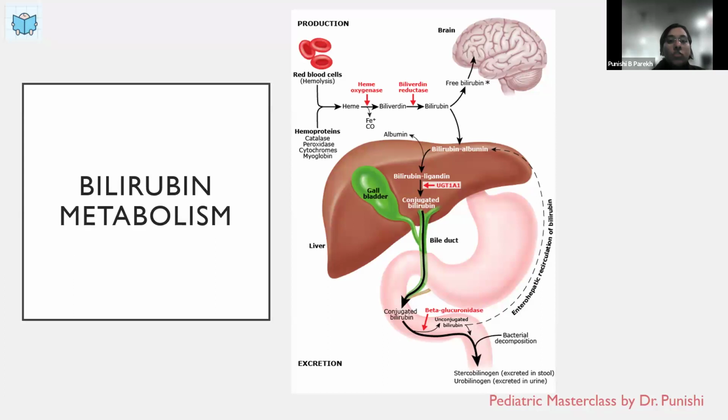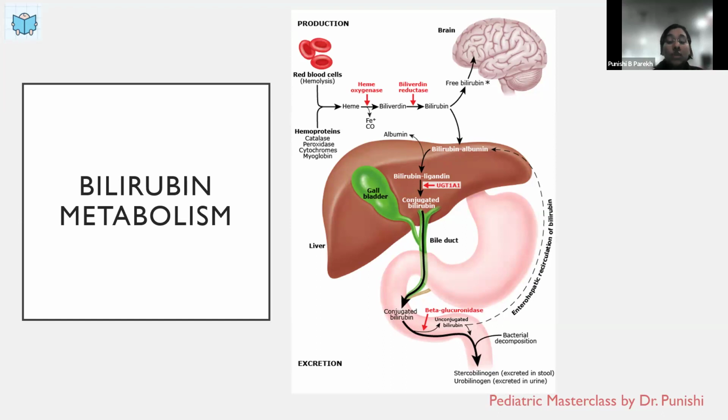We all know that bilirubin is produced from hemoglobin. When the RBCs become old, senescent, so the lifespan of RBCs in adults is 120 days. The lifespan of RBCs in newborns is less, as low as 90 days. Once the RBCs become old, the hemoglobin breaks down into heme and globin. Now the heme undergoes oxygenation by heme oxygenase to get converted to biliverdin, and biliverdin undergoes reduction by biliverdin reductase to form bilirubin.